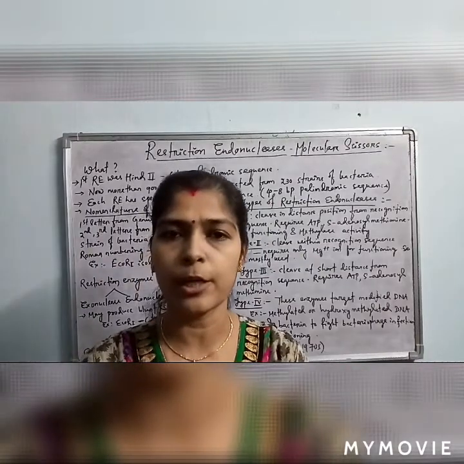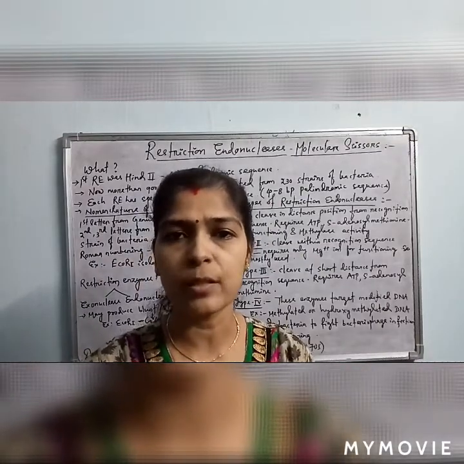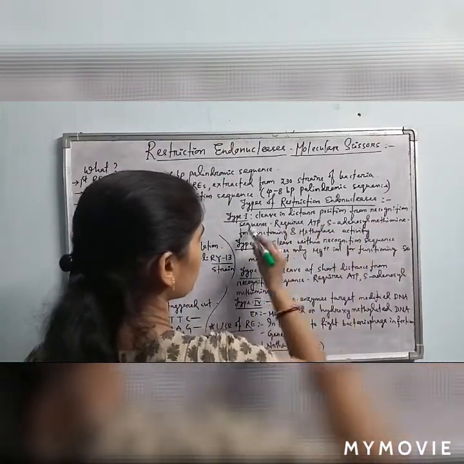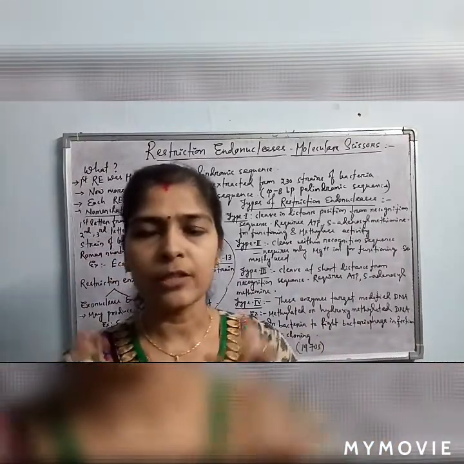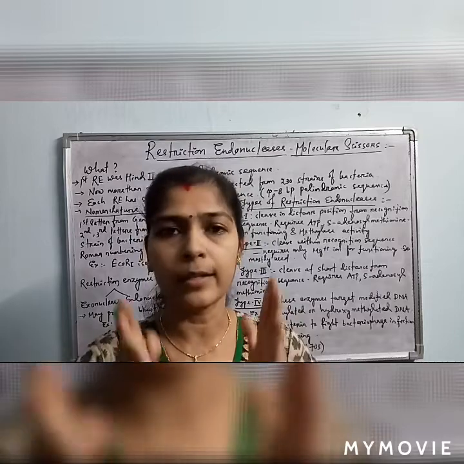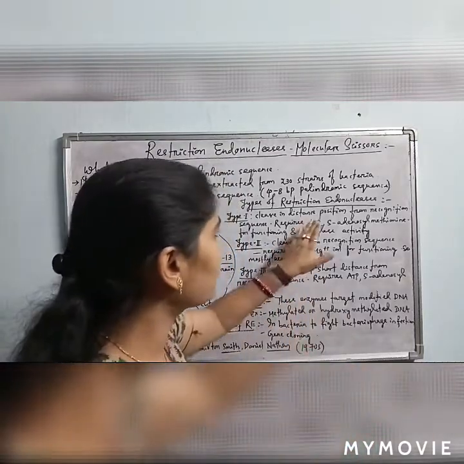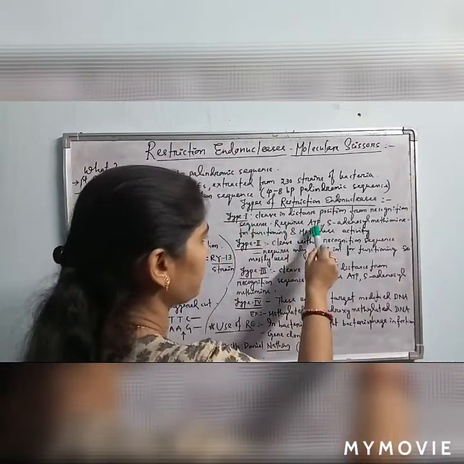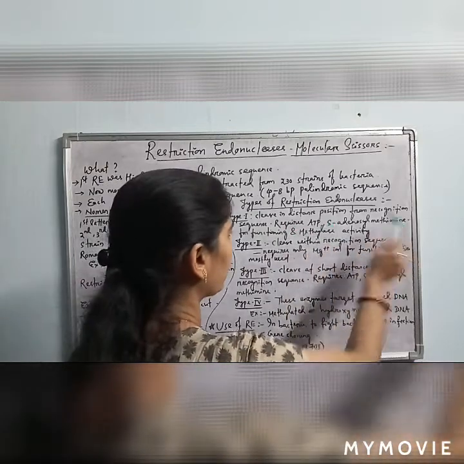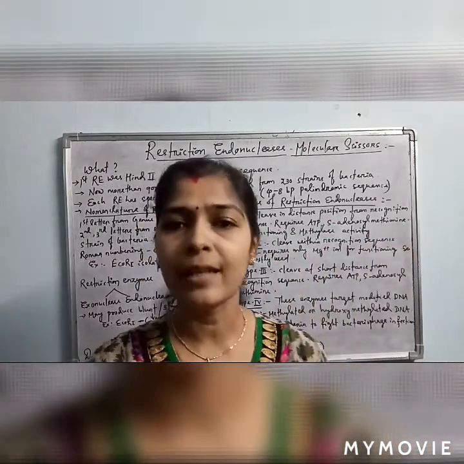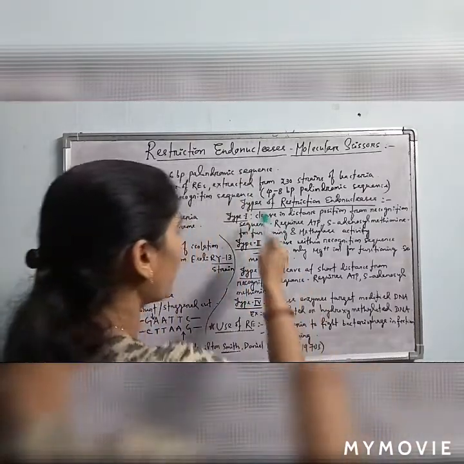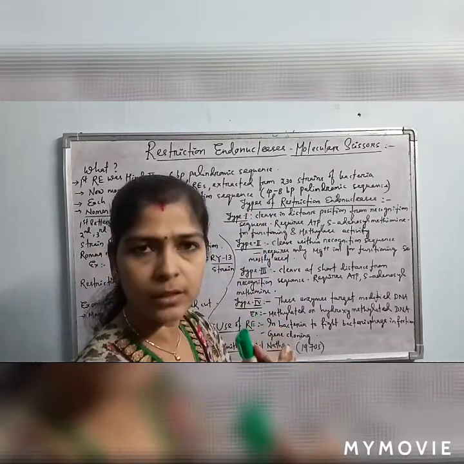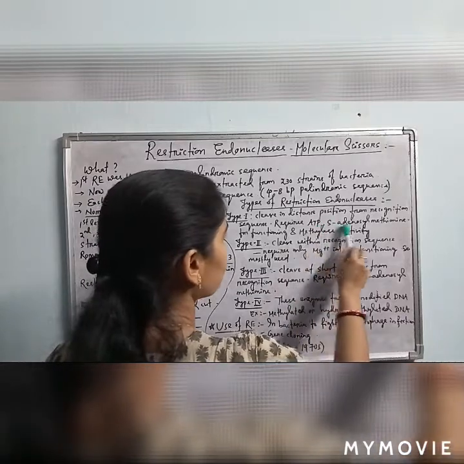What types of restriction endonucleases are available, and how are they categorized based upon what features? Type 1 cleaves at a distant position from the recognition sequence. It works based upon the recognition sequence, but it will not cut at the recognition site; it cuts the DNA at a distant position. These enzymes require ATP and S-adenosylmethionine for functioning, and they also have methylase activity. So a type 1 restriction endonuclease can cleave the DNA and also cause methylation in the DNA molecule.